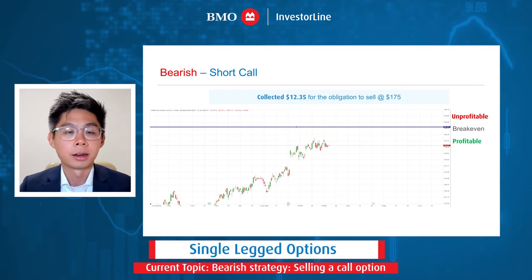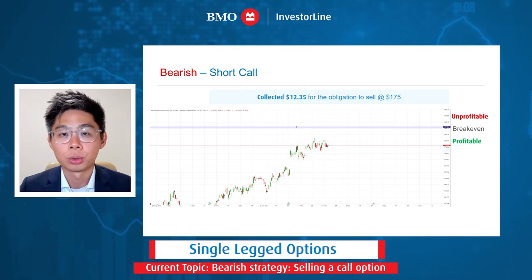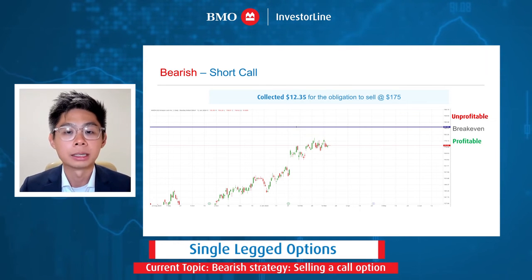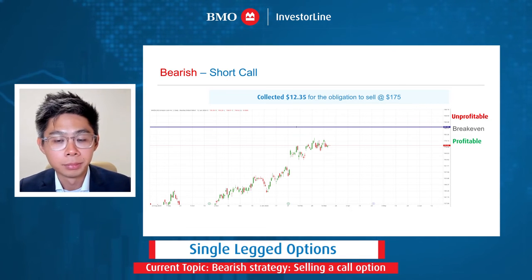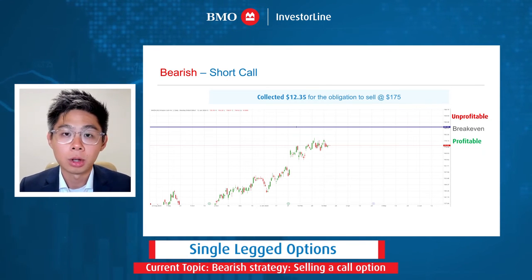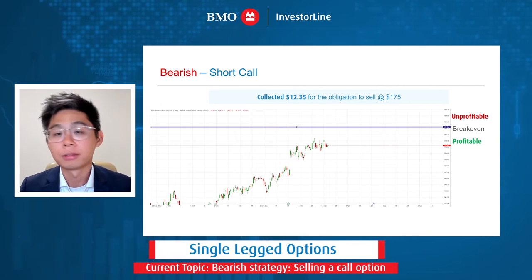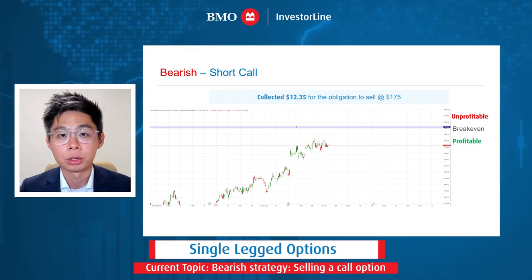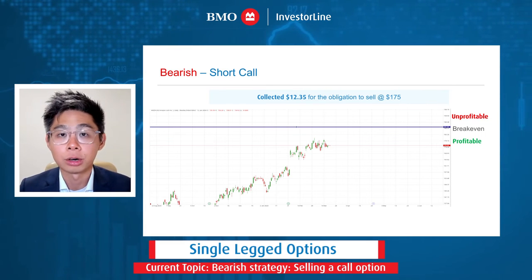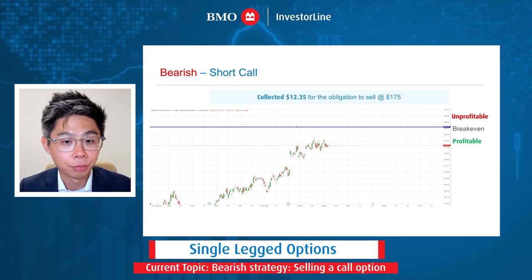All right, so let's move on and let's take a look at selling this short call and how this plays out if Amazon stock were to decline or increase in value in the future. So when we sell a call option, we think about this as a bearish strategy. So this will be profitable if the stock were to decline in the future below the $175 strike price that we sold the call option for.